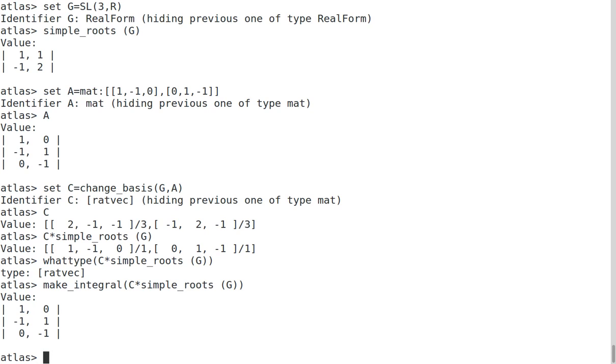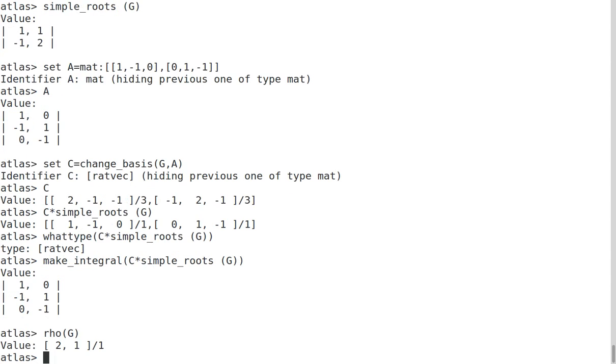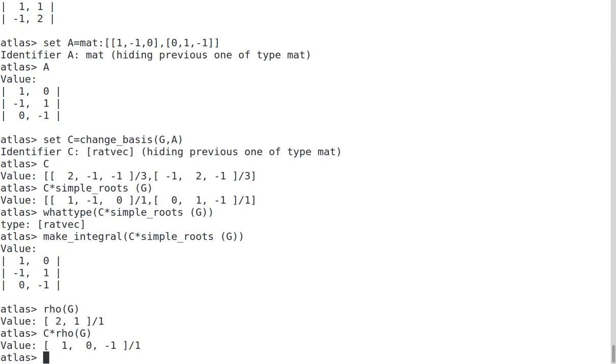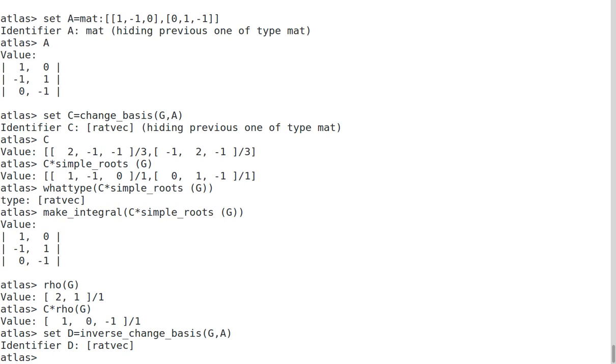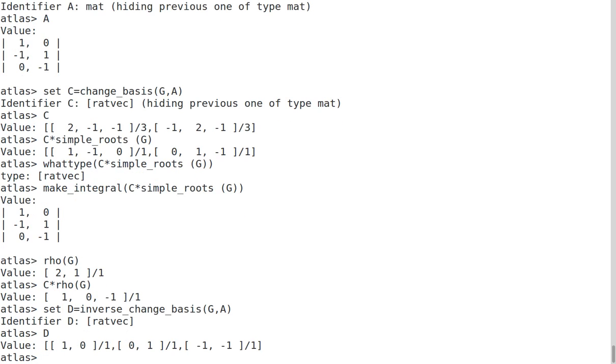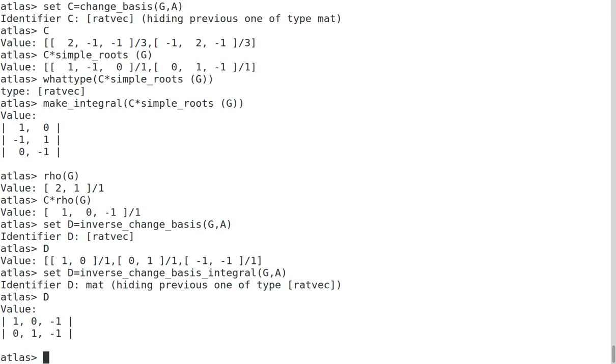Okay, so for example, again, if I look at rho of G, it's a little bit funny, but if I convert that to the coordinates that I like, I multiply it on the left to get rho in the usual coordinates. And let's set D to be the inverse change of basis matrix for this group and this matrix A. And let's see what D is. Well, now D is a perfectly good integral matrix, and so when that happens, there's another command where you add the word integral at the end, and it'll actually give it to you as a matrix. So this is the matrix going in the other direction.